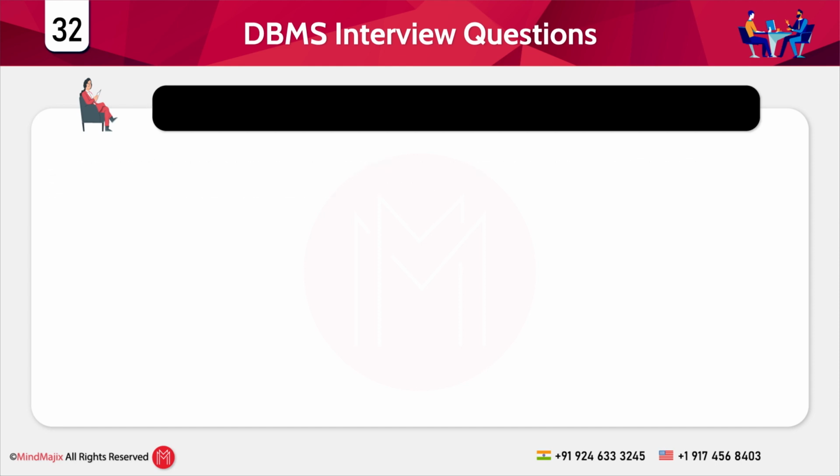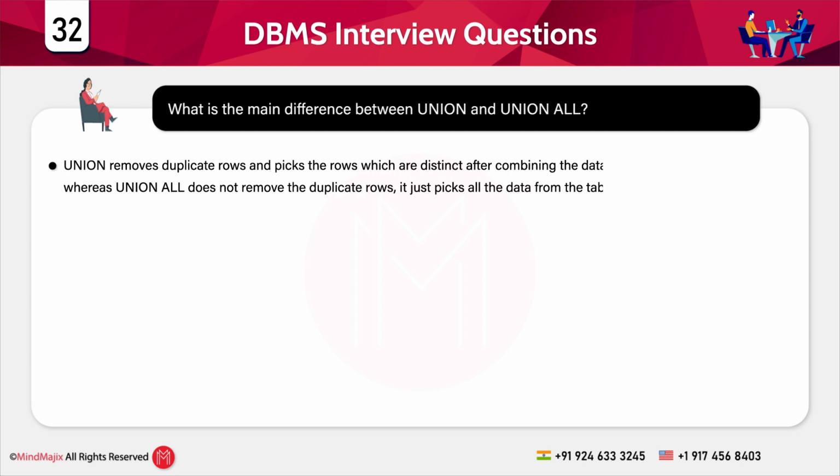The next question is, what is the main difference between union and union all? So union and union all both are used to join data from two or more tables, but union removes duplicate rows and picks the rows which are distinct after combining the data from the tables, whereas union all does not remove the duplicate rows. It just picks all of the data from the tables.